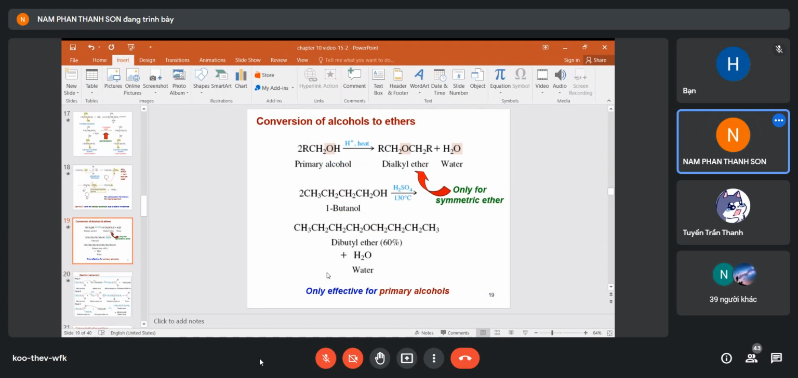Okay, one example of a substitution reaction is the conversion of alcohols to ether. You study this reaction at high school. Heat ethanol, methanol, or propanol with an acid catalyst, and then we have ether. But this is only useful for symmetric ether. If you want to make non-symmetric ether, you need to use the Corey-House synthesis. You study that reaction in chapter 4.